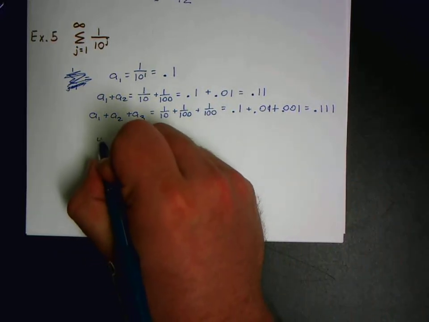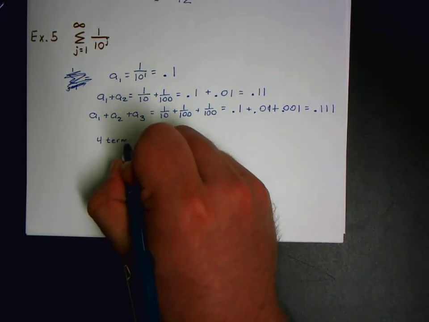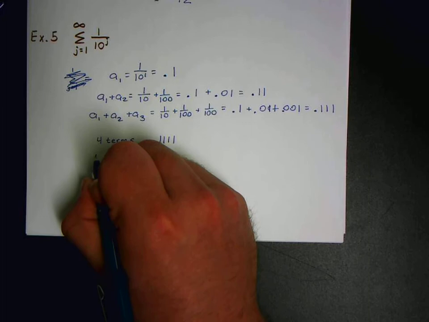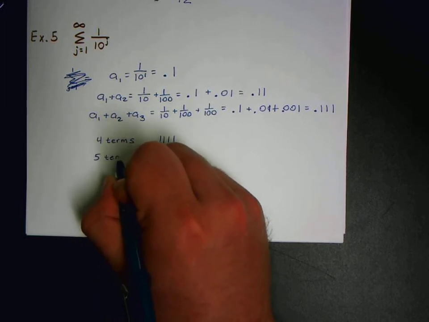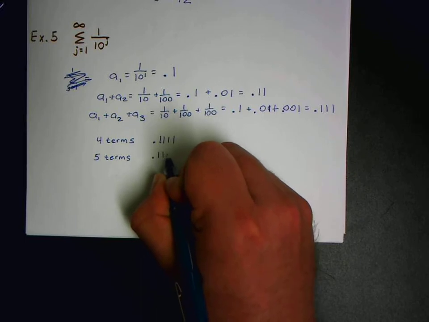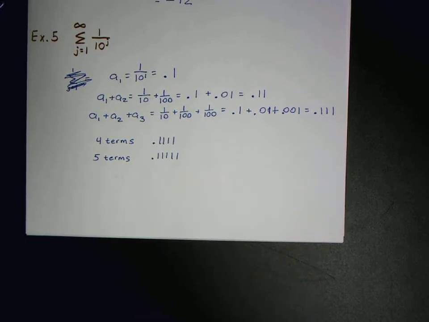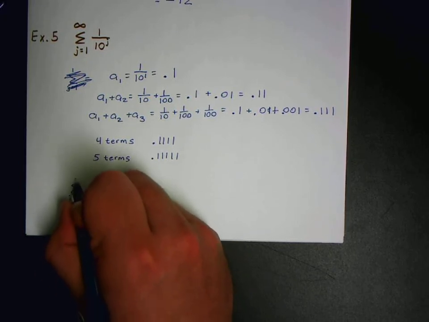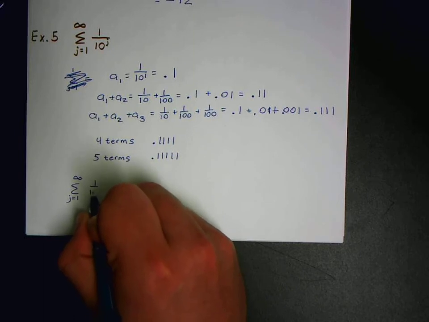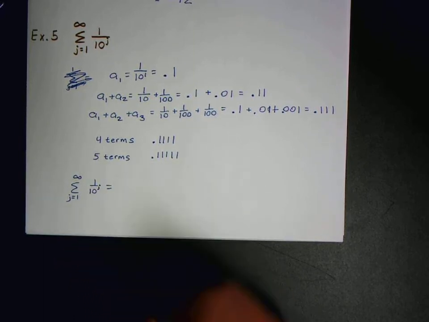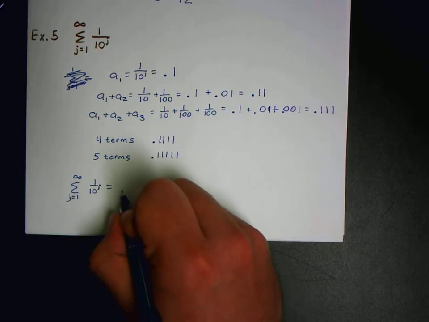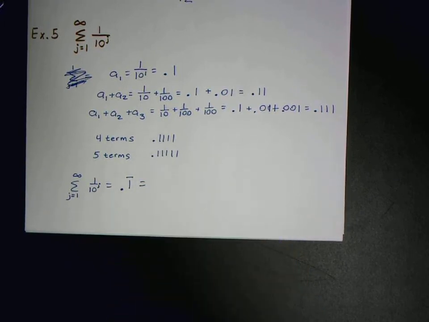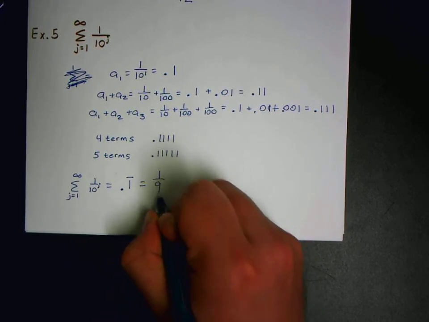So if I add 4 terms together, the fourth partial sum is going to be 0.111. The fifth partial sum is going to be 0.11111. So what is that? 0.1 repeating, which is equal to what? 1/9.